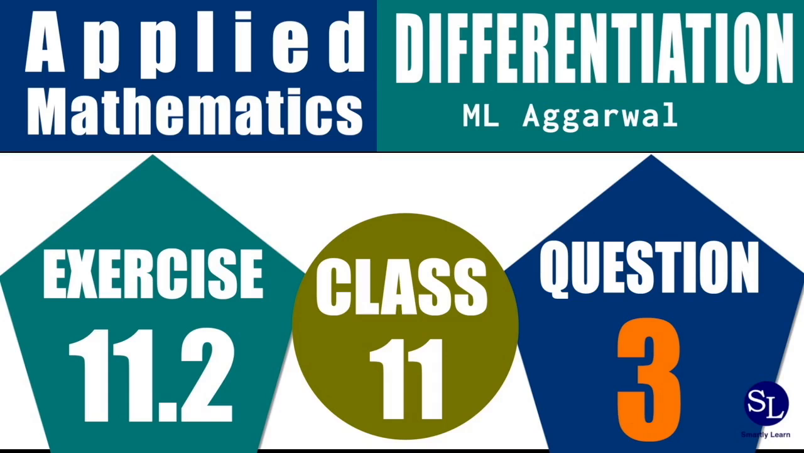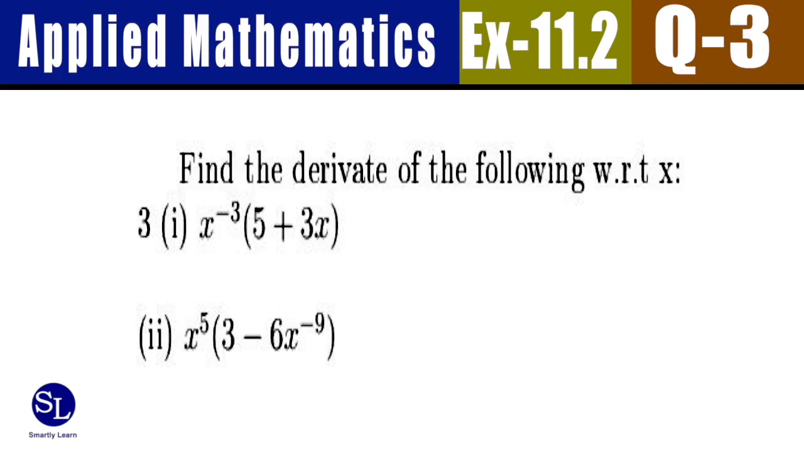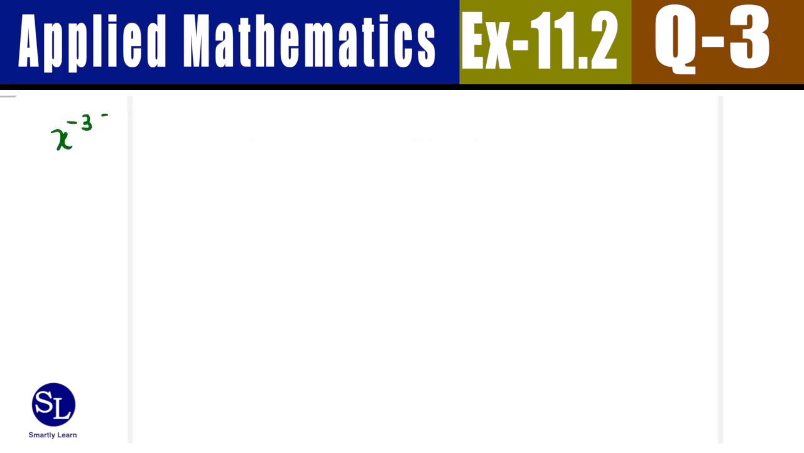In this video, let's see how to solve the third question in exercise 11.2. Find the derivative of the following with respect to x. We will take one at a time. So the first expression is x power minus 3 into 5 plus 3x.